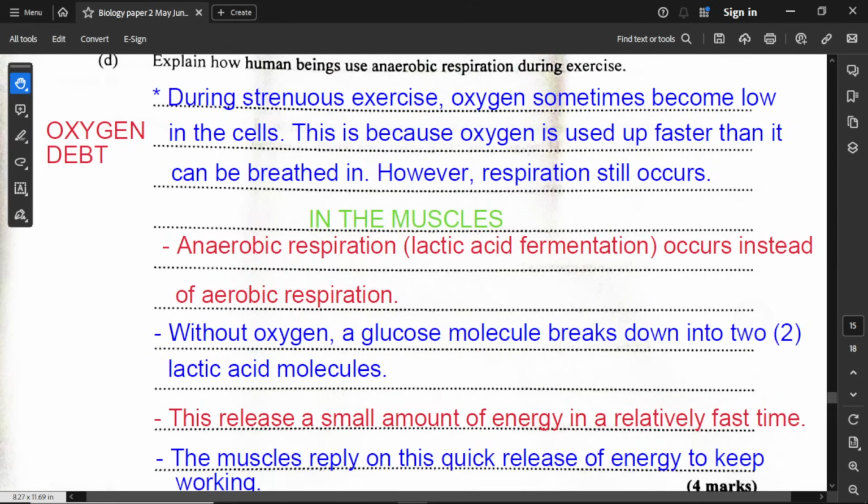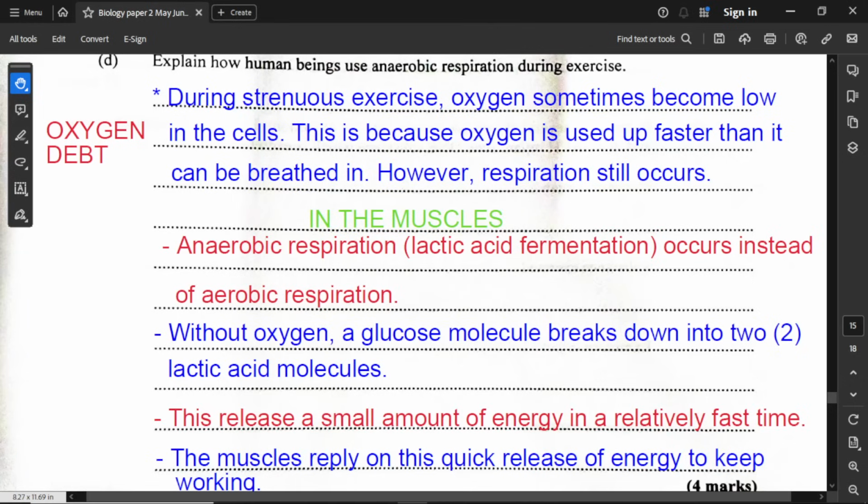All right, so what happens in the muscles now? Because this is where anaerobic respiration takes place, in the muscles. Point to note as well that in animals, including us, we undergo anaerobic respiration in our muscles, but particularly in the cytoplasm of the cells. Anaerobic respiration does not occur in the mitochondria, but it takes place in the cytoplasm of the cells. So please, cytoplasm of cells, that's where it is taking place. Please make a note.